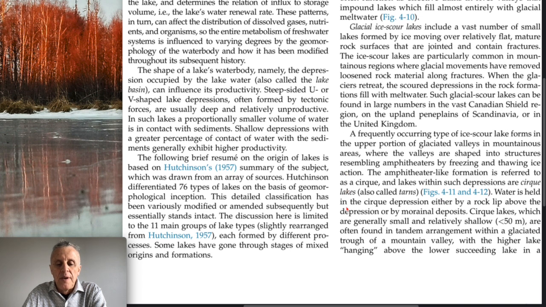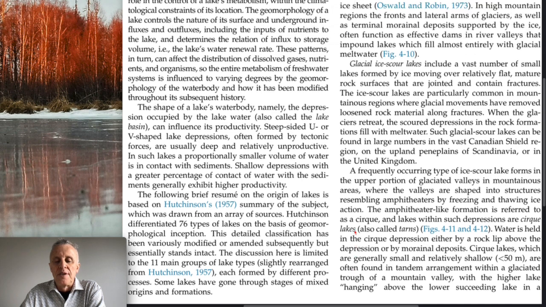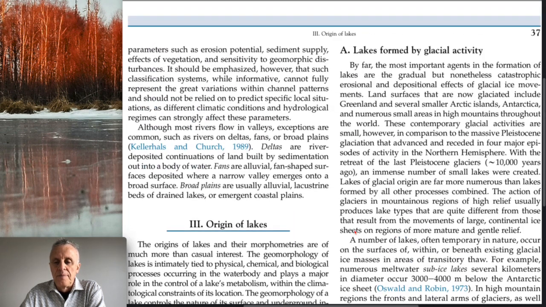The following brief résumé on the origin of lakes is based on Hutchinson's summary of the subject. Hutchinson differentiates 76 types of lakes on the basis of geomorphological inception. This detailed classification has been variously modified or amended subsequently, but essentially stands intact. The discussion here is limited to the 11 main groups of lake types, slightly rearranged from Hutchinson, each formed by different processes. Some lakes have gone through stages of mixed origin and formation.